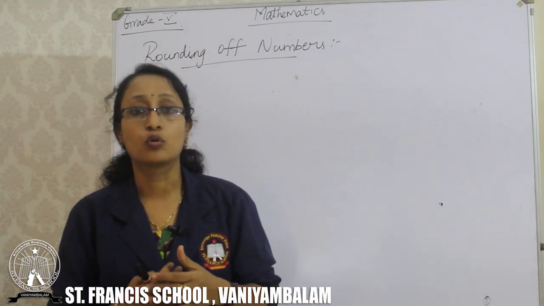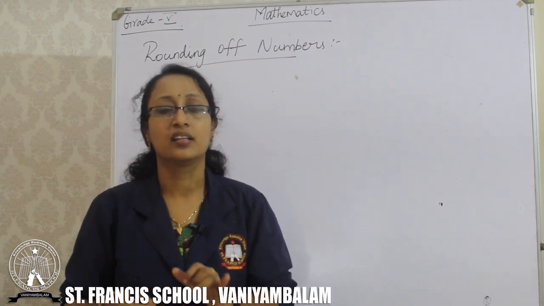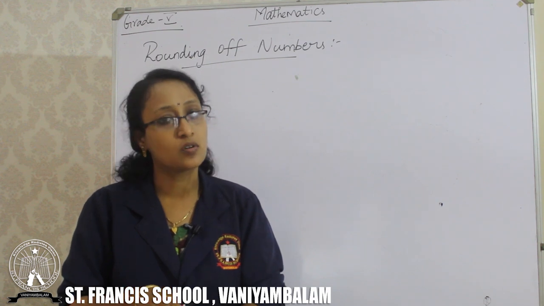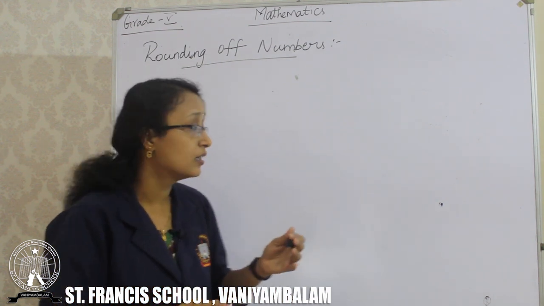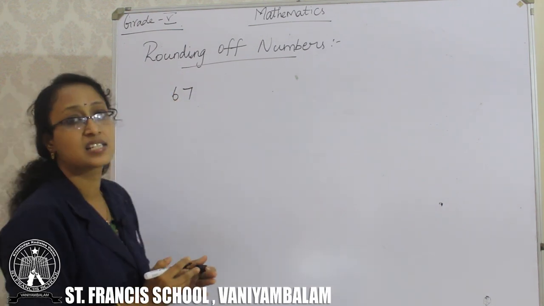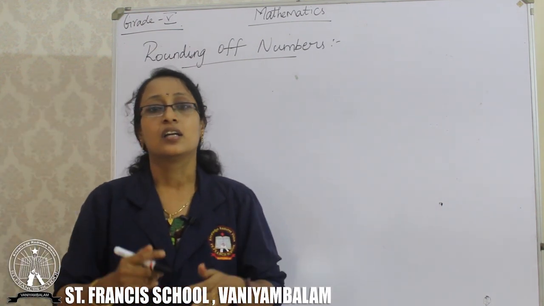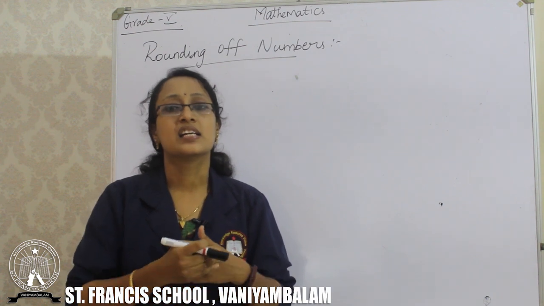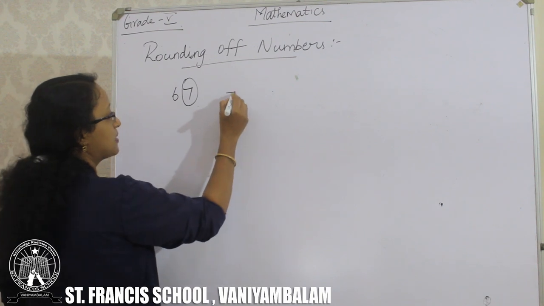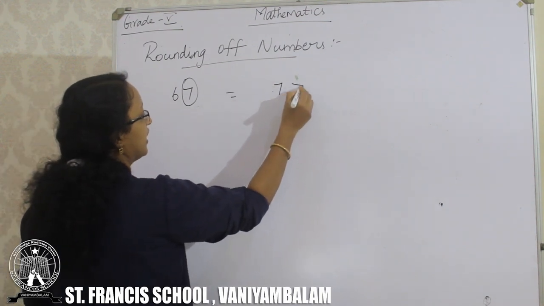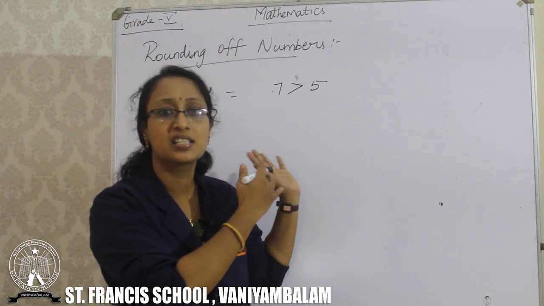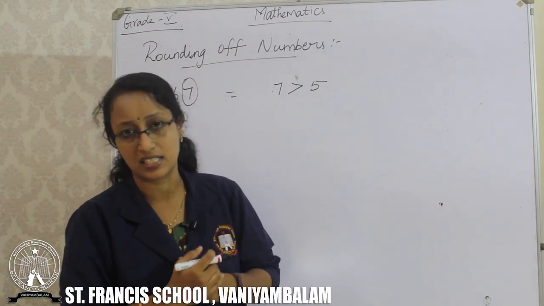We had learned how to round off the numbers, right? Nearest tens, nearest hundreds and nearest thousand. Let us recall once again. Nearest tens. Suppose you have the number 67. So, check the ones place. If the ones place is greater than 5, how will you round off this number to nearest 10?